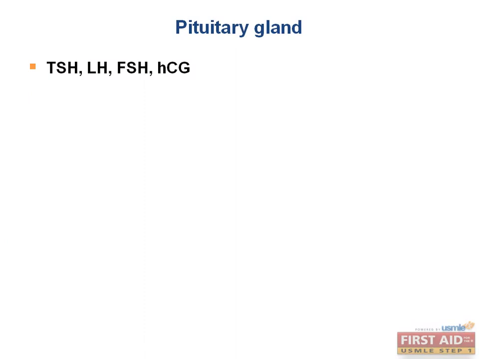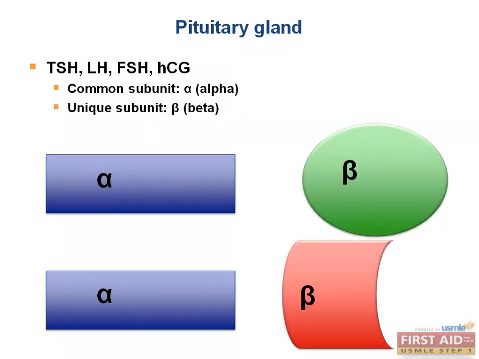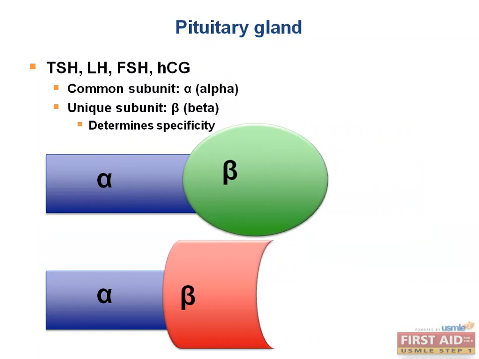TSH, LH, FSH, and human chorionic gonadotropin, or HCG, all have an alpha subunit in common. However, each of these have a unique beta subunit, and it is this second piece that determines their specificity.